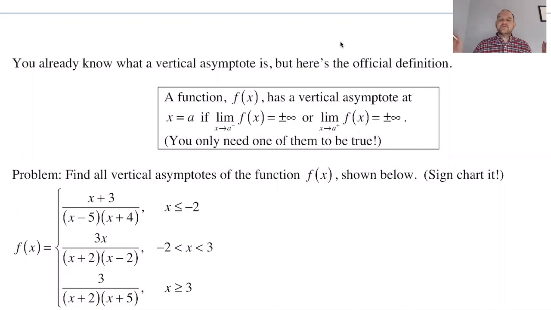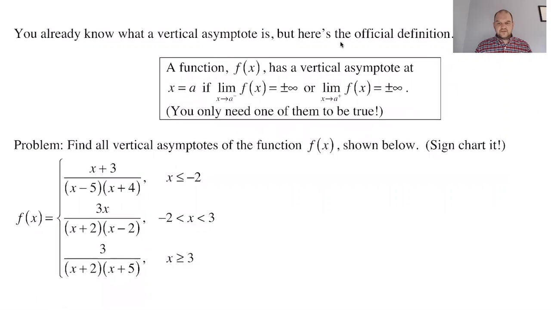Notice there's a bunch of things here. X doesn't need to be in the domain. In fact, x will almost never be in the domain of the function because the function usually doesn't exist there, because you're usually trying to divide by 0. You don't need it to happen from the left and the right. It could be the left or the right.